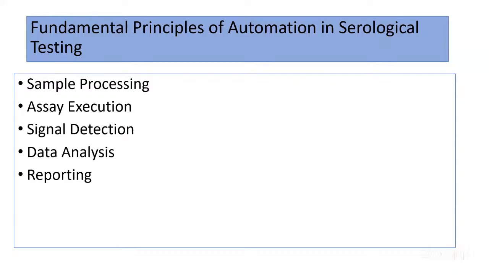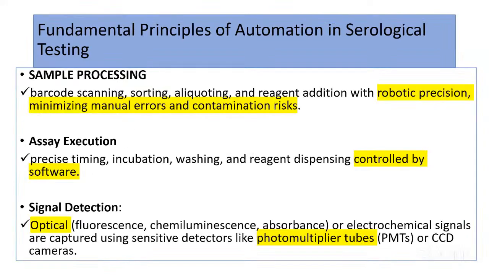So if you simplify the fundamental principles of automation, it starts from sample processing to reporting. Like in sample processing, if you can do the barcoding, first thing first, in the pre-analytical stage itself you will not make mistakes. So if you do the barcoding and with robotic precision using that technology, it will limit your manual errors. Like what we note down, there are a lot of mistakes there, transcription errors can be there.